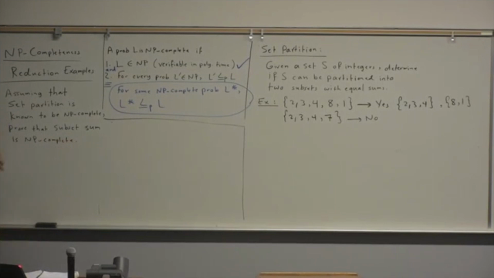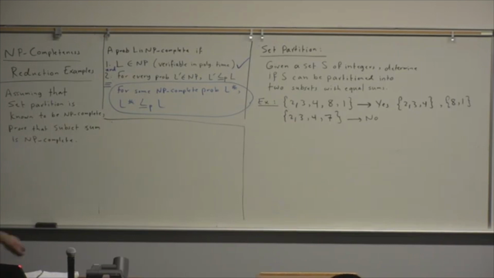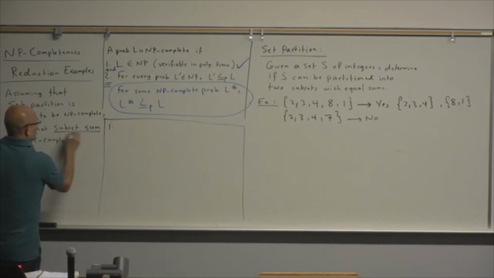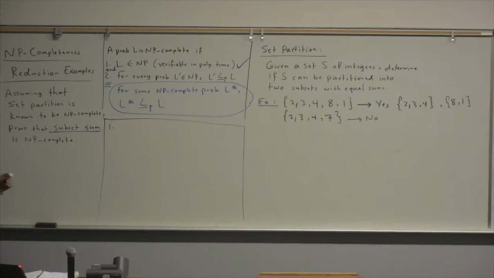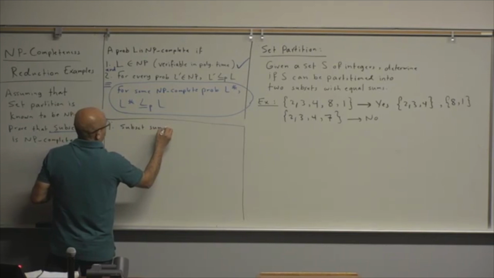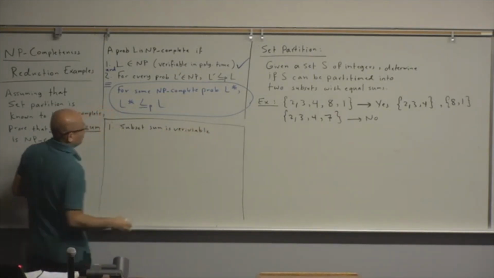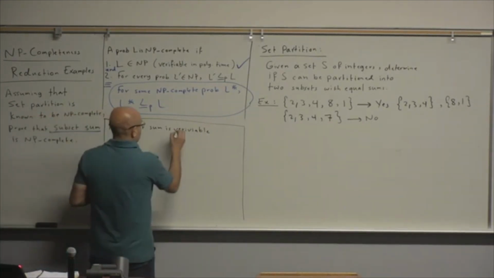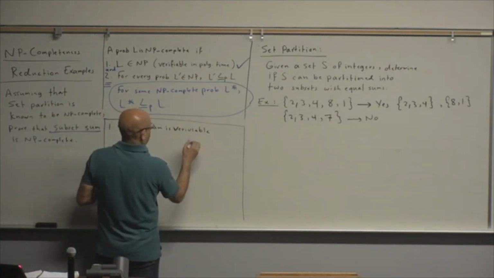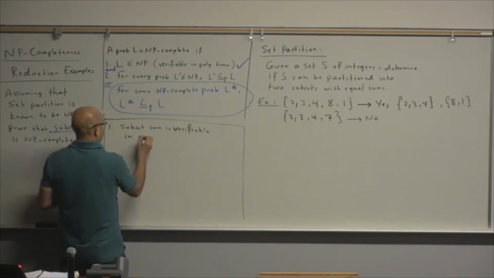Now remember, don't forget the first condition. So number one, you have to show that the problem that you are trying to prove is NP complete, which is in this case subset sum. You have to show that it's verifiable in polynomial time. So subset sum is verifiable in polynomial time.